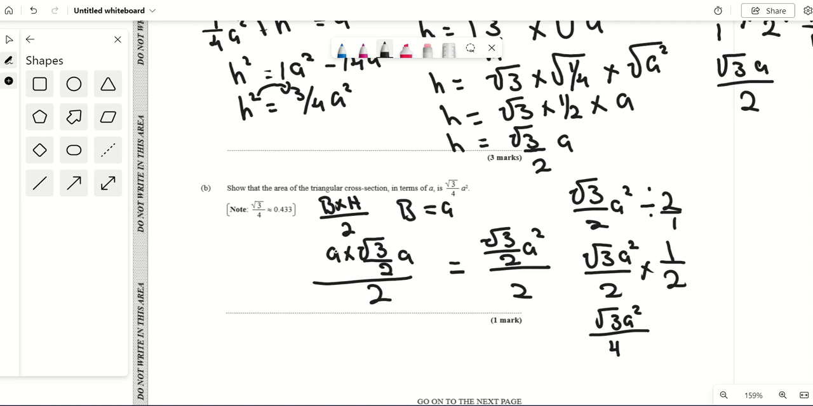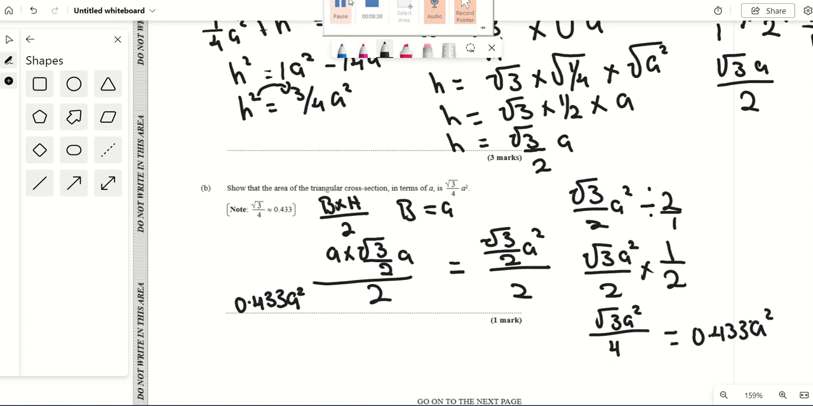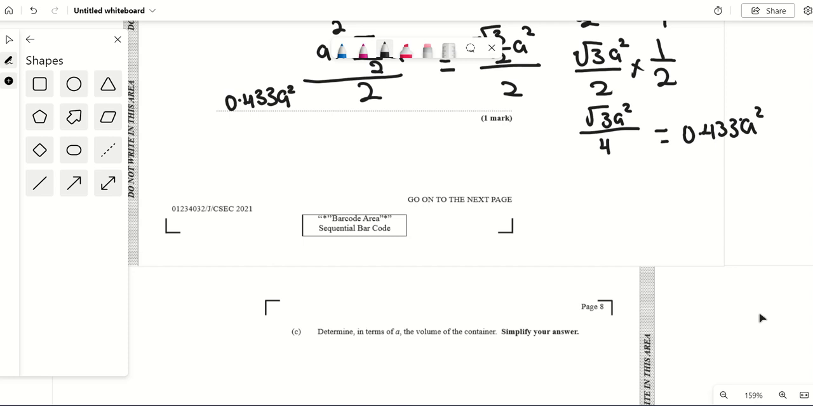And they said, so we showed that the cross section in terms of a is this, and they told you that root 3 over 4 is 0.433. So we can always say that this is equal to 0.433 a squared. And this would be your answer. So you showed it, and then you could say, well, when they gave you what is root 3 over 4, which is 0.433 a squared. And that is your answer. Right, so that is the answer right there.